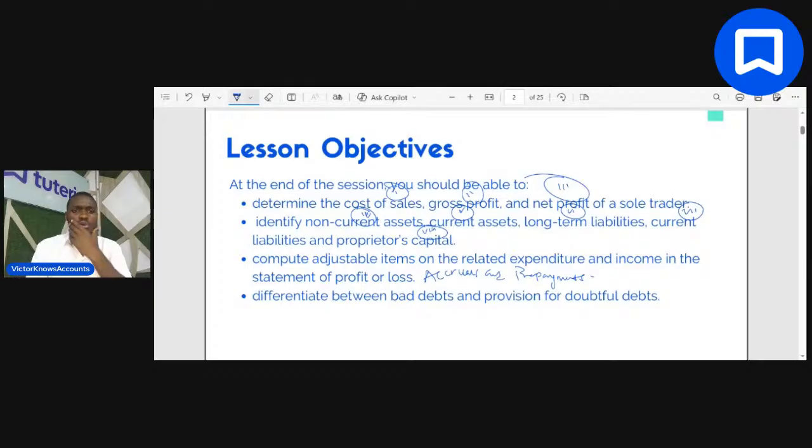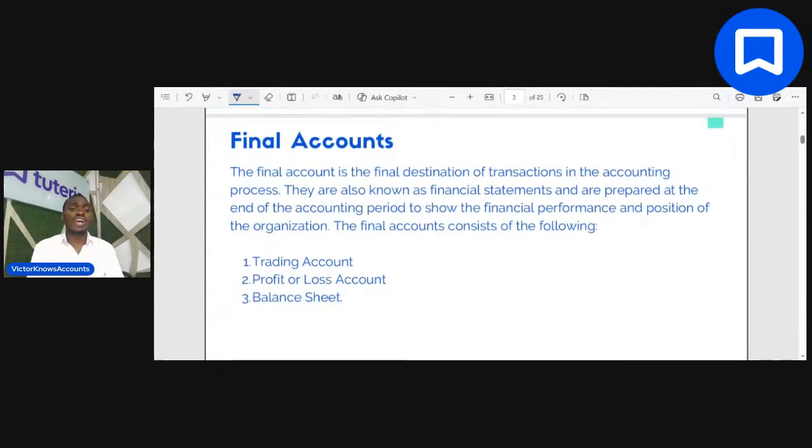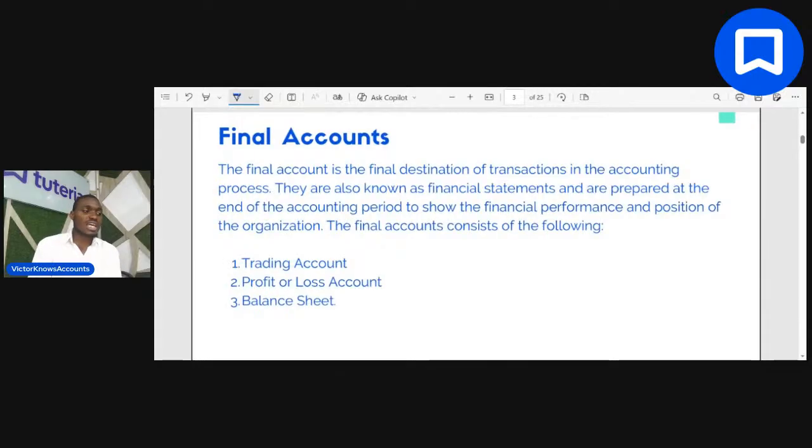All right. So now let's think about it. What is final account? Now, just as the name implies, final account is like the final account that you prepare. What does that mean? Your final account is your financial statement, all right? They are known as your financial statement, and it is the final destination of all transactions in the accounting process.